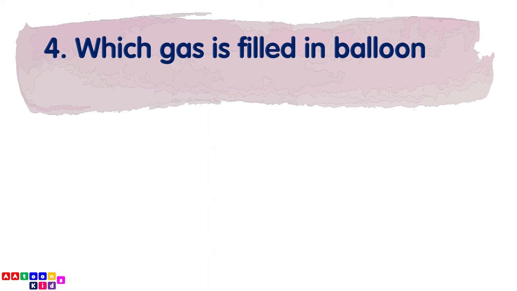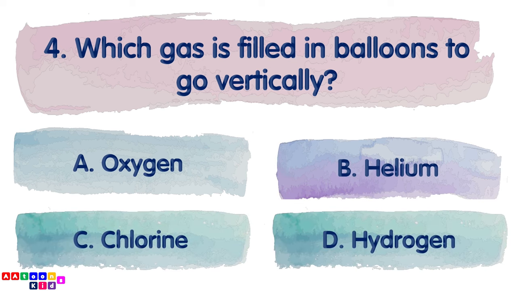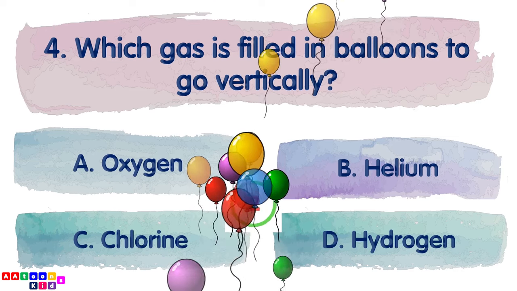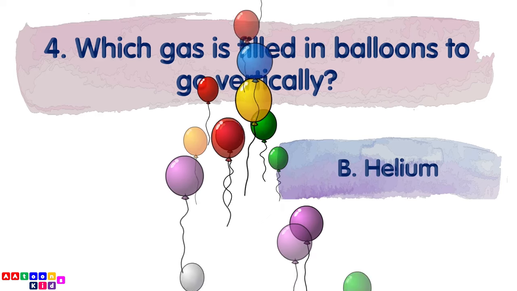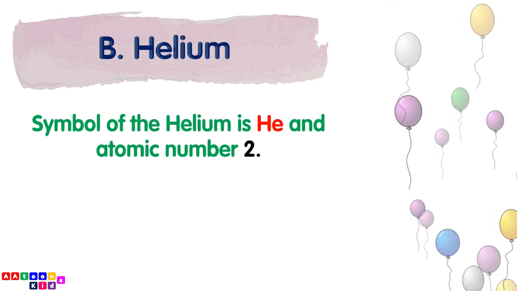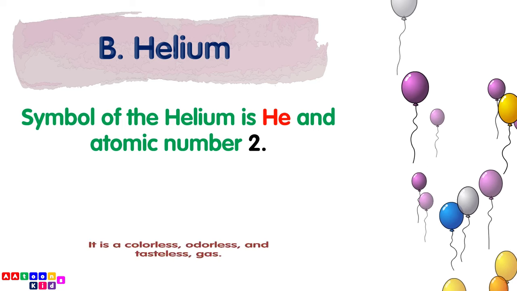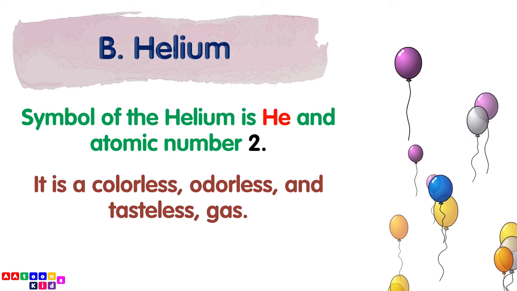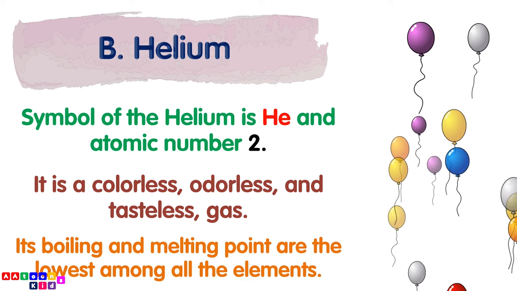Which gas is filled in balloons to go vertically? Helium. Symbol of helium is He and atomic number 2. It is a colorless, odorless, and tasteless gas. Its boiling and melting point are the lowest among all the elements.